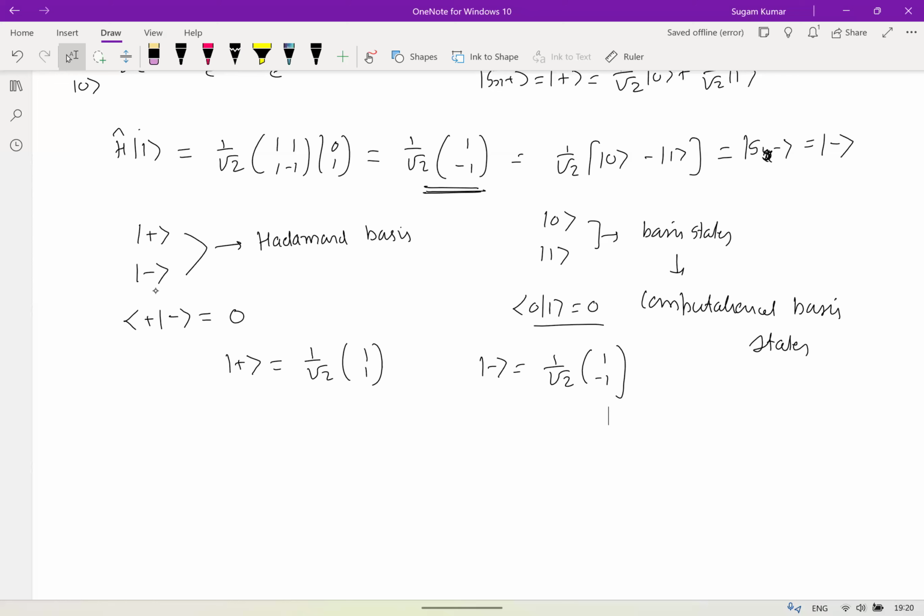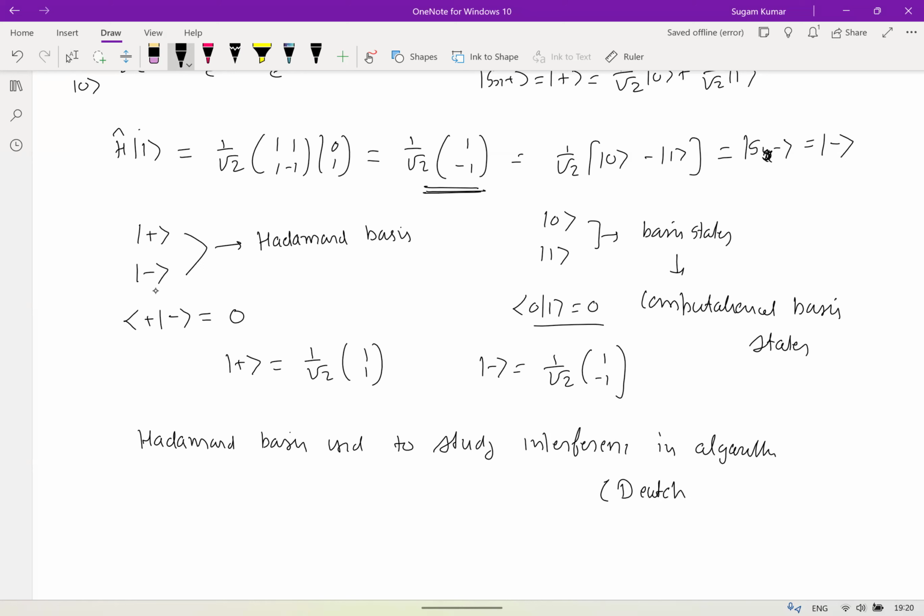So this is a Hadamard basis. I can say it is used to study interference in algorithms. Whenever you're going to write an algorithm and wherever this is required, for example, think about the Deutsch algorithm, or maybe the Grover algorithm, maybe the Shor algorithm. In these algorithms, you will see that we're going to work with a Hadamard basis. It's more convenient to work with a Hadamard basis, not to work with the computational basis.